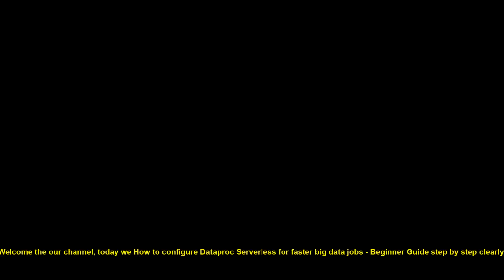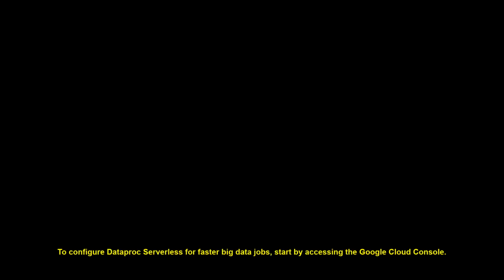Today we will learn how to configure Dataproc Serverless for faster big data jobs, a beginner guide step by step clearly. To configure Dataproc Serverless for faster big data jobs, start by accessing the Google Cloud Console. Navigate to the Dataproc section in the console. Click on the Create Cluster button. Select the Serverless option on the cluster creation page.